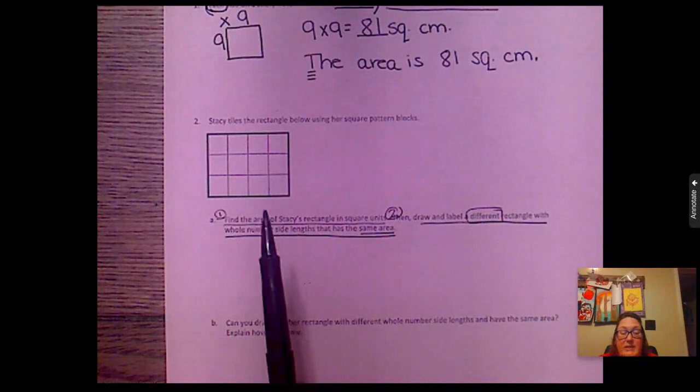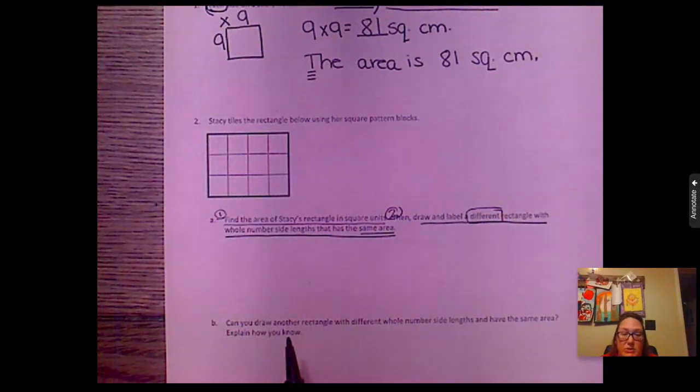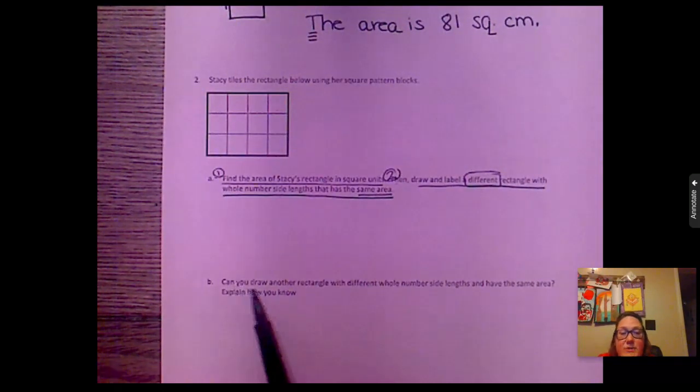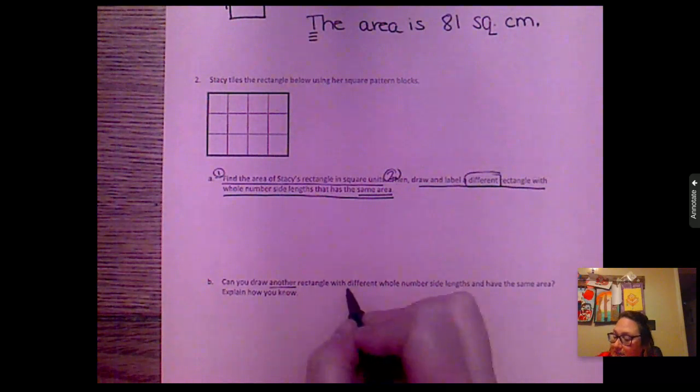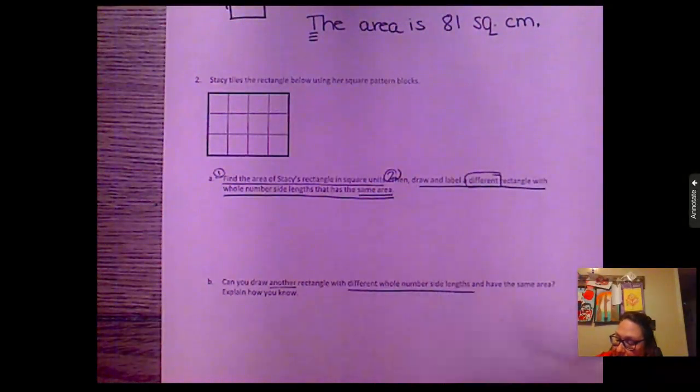So let's read B, and then if you're feeling pretty good and confident, you can pause and work on the parts of number 2 on your own, okay? So B says, can you draw another rectangle with different whole number side lengths and have the same area?